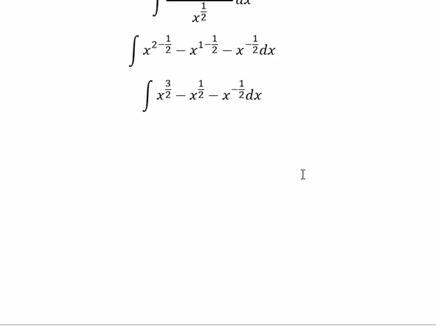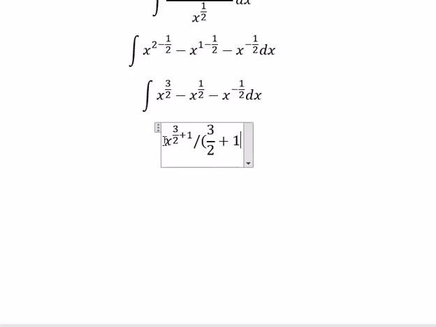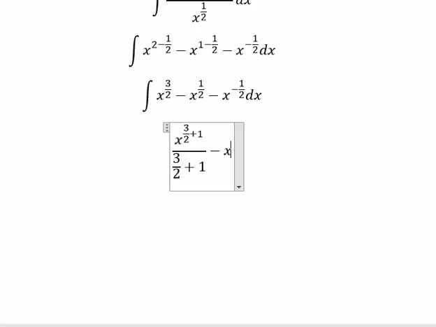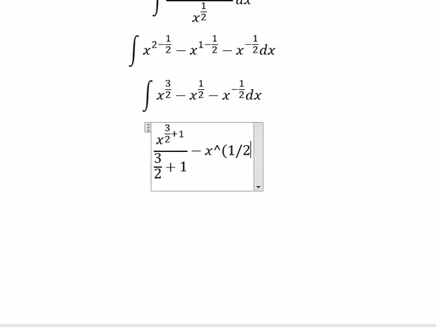And now we can get the final answer. The integral of s to the power of 3 over 2, we got about s to the power of 3 over 2 plus 1 over 3 over 2 plus 1. Similar technique.